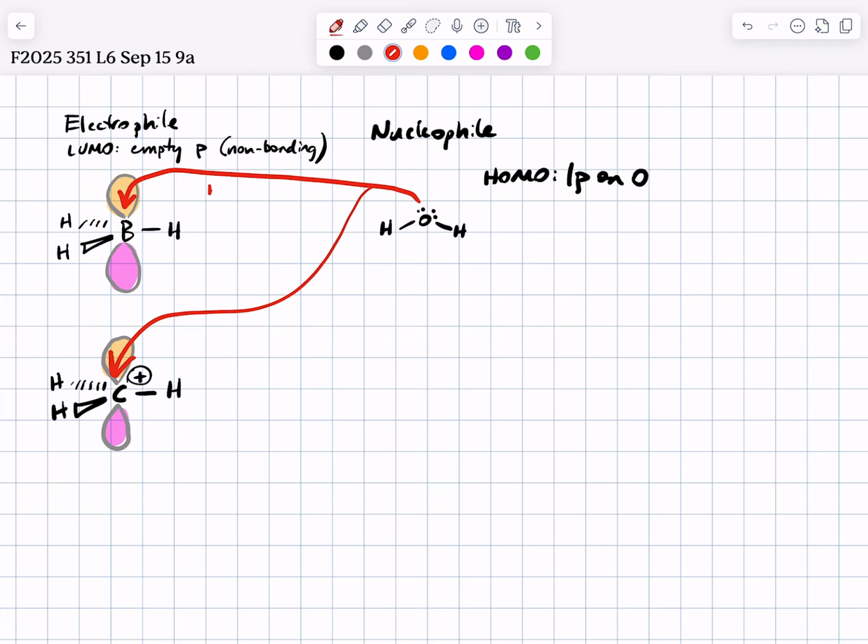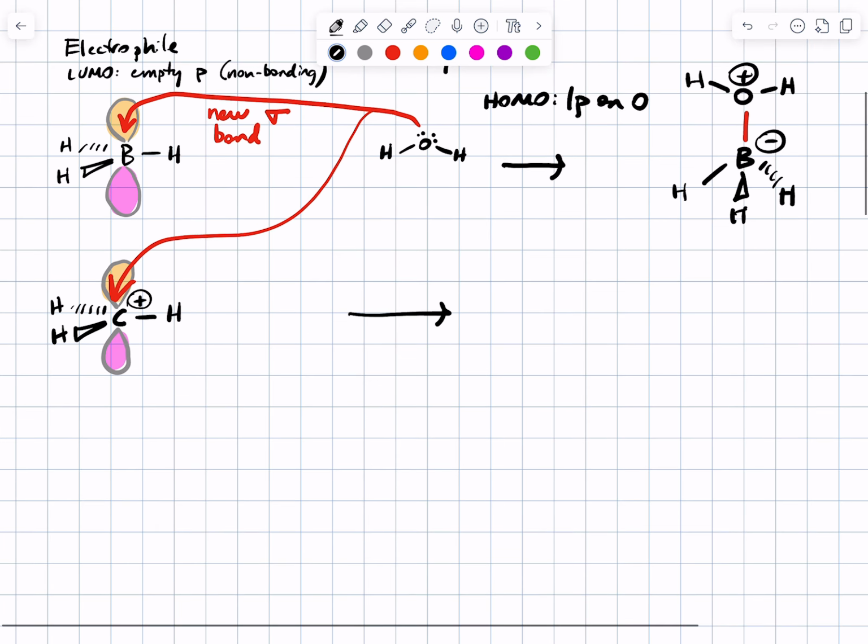So, the arrow that we draw indicates the formation of a new bond, in this case, a sigma bond. And so you can draw the product for these two reactions as a new bond between boron and the oxygen nucleophile. And once you draw in the rest of the atoms, you see that the boron will need a negative formal charge and the oxygen will need a positive formal charge.